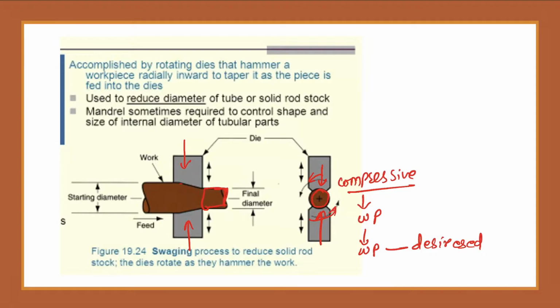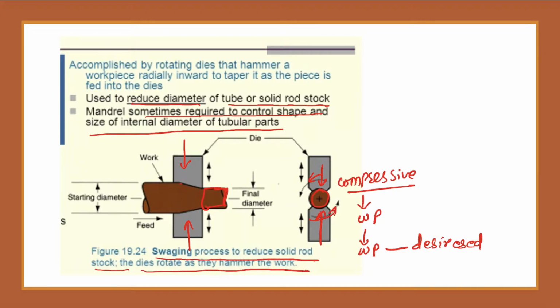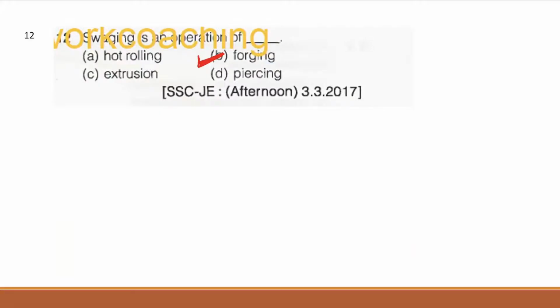As you can see here, it is used to reduce the diameter of a tube or a solid rod stock. It is sometimes required to control the shape and the size of the internal diameter of tubular parts. The dies rotate as they hammer the work, right, to control the diameter. That is the swagging operation, and it is a forging operation. Remember guys, this is a very important question. It is a forging operation.